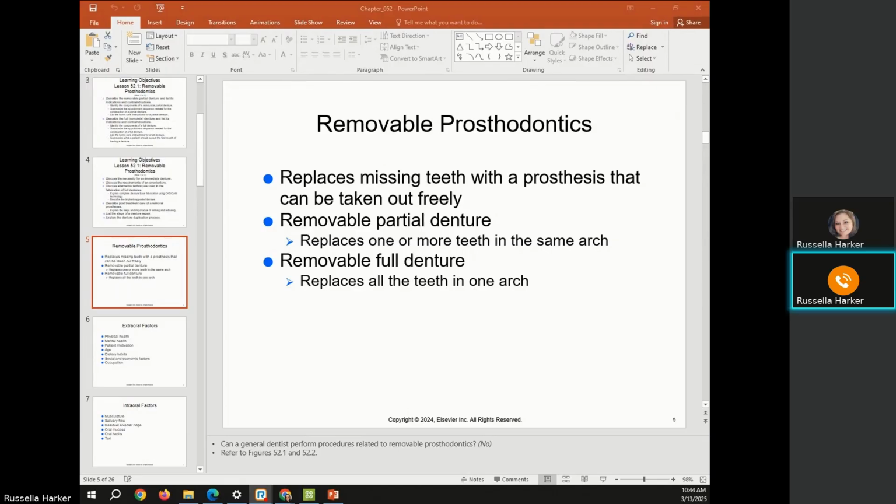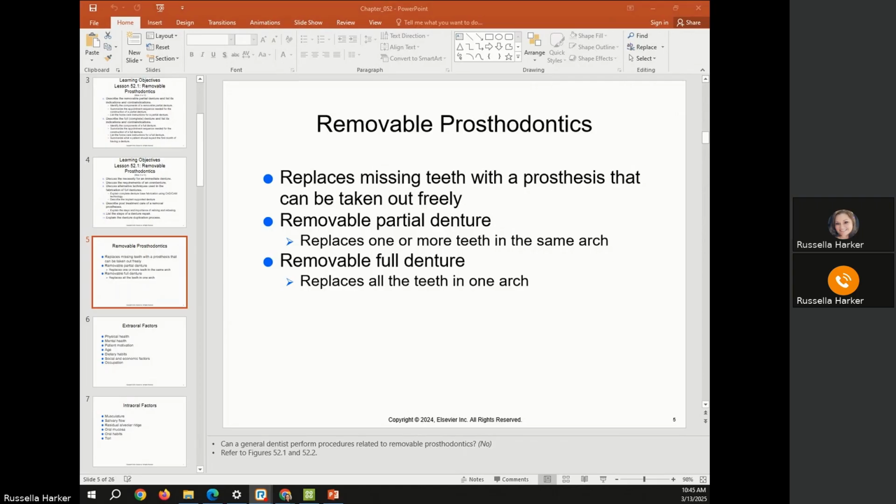So, removable prosthodontics replaces missing teeth. And the removable part of it means that the replacement teeth can be taken out freely. So they'll be taken out of the mouth and put back into the mouth. So they are not fixed, they are not cemented in at all.